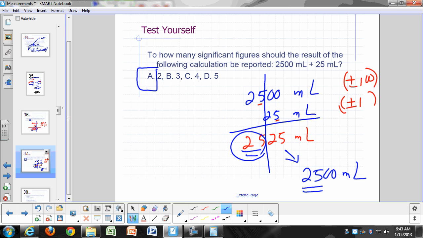Okay? When you say 2,500, what you're saying is you can be off by as much as 100 already. So what's the point? What's the difference? But if you add 25 more, it's not going to make much of a difference. So you'd still be uncertain by at least 100. So the answer should still be 2,500.